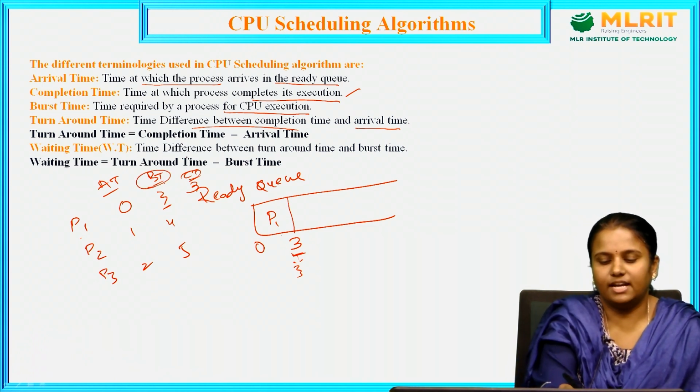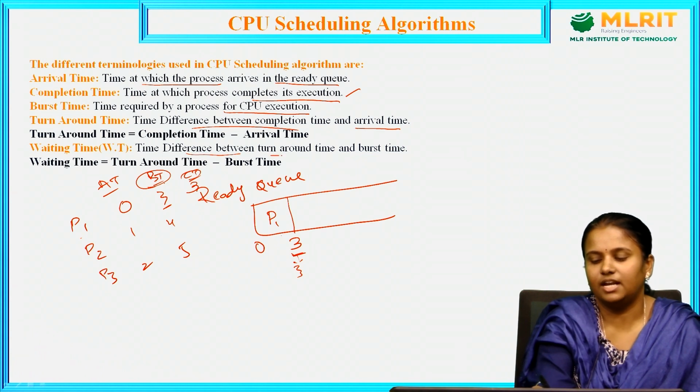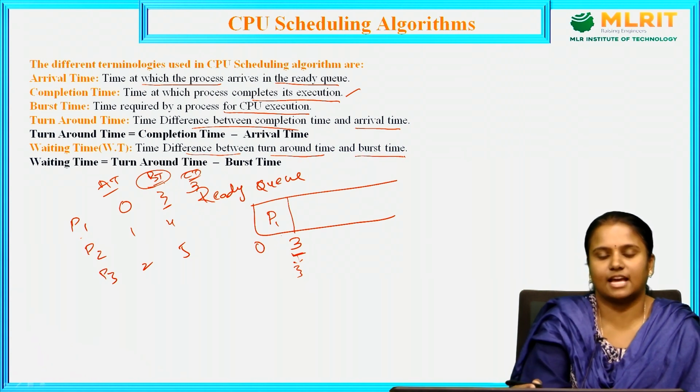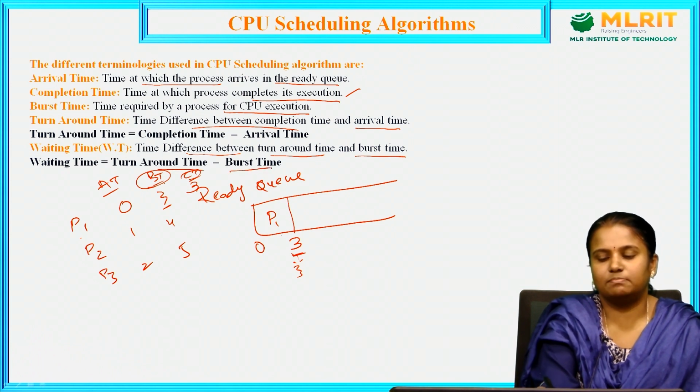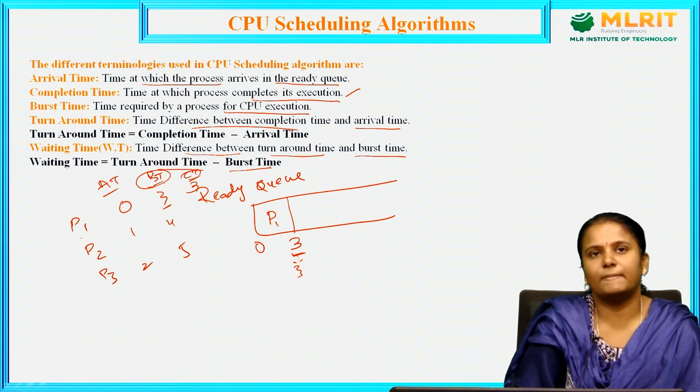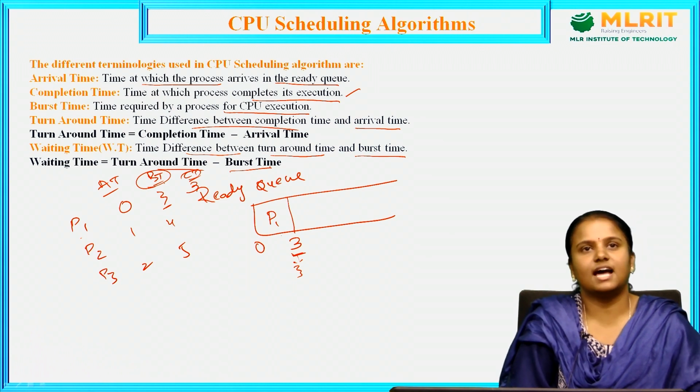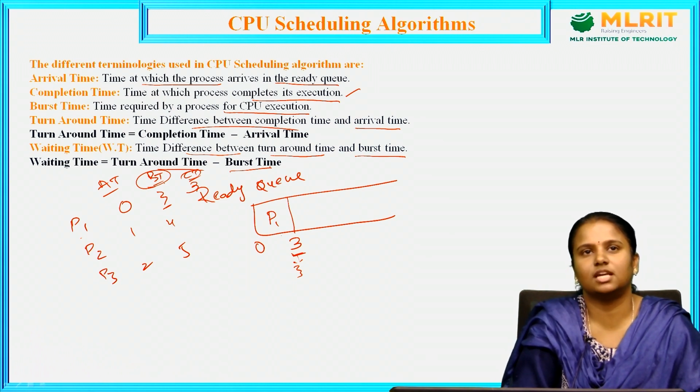Next, what is waiting time? It is the time difference between turnaround time and burst time. Waiting time equals TAT minus BT, that is, turnaround time minus burst time. These are the terminologies we are going to see in the problems.